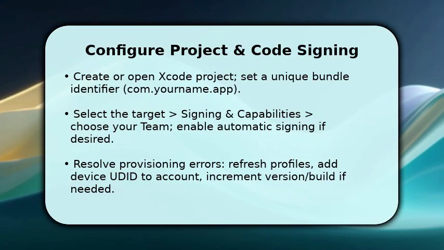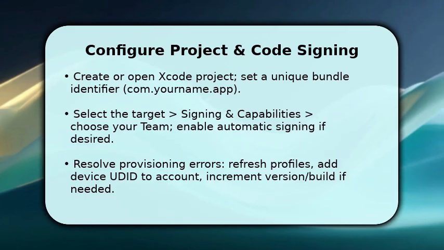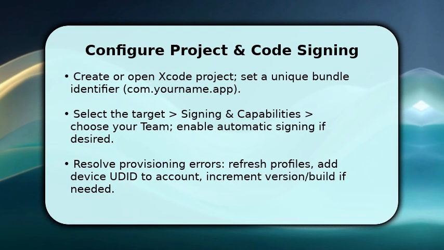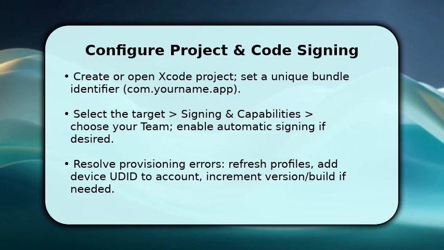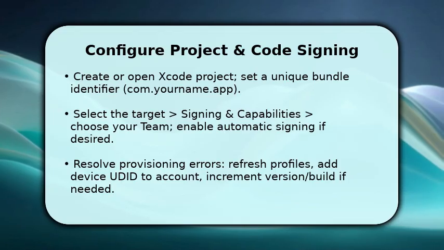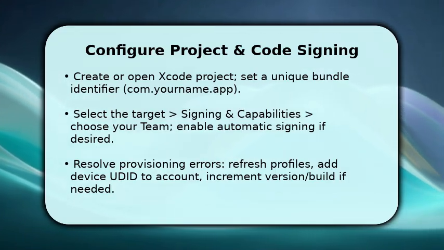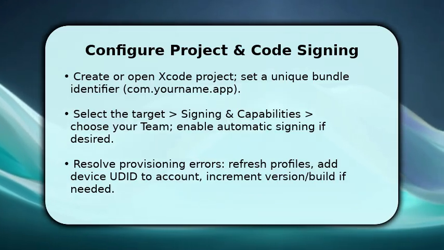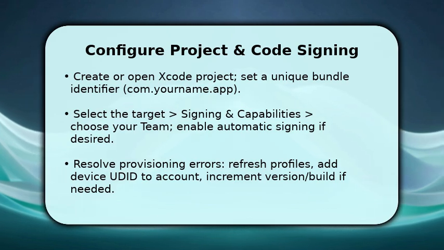Now configure the project and signing so Xcode can create an installable app. Set a unique bundle identifier and pick the app target. Under Signing and Capabilities, choose your team. Automatic signing usually handles certificates and provisioning profiles, but manual signing gives you precise control. If Xcode flags provisioning errors, refresh profiles, or add the iPhone UID to your developer portal. Make small adjustments like bumping the build number. Once signing is clean, prepare to compile for the connected device.